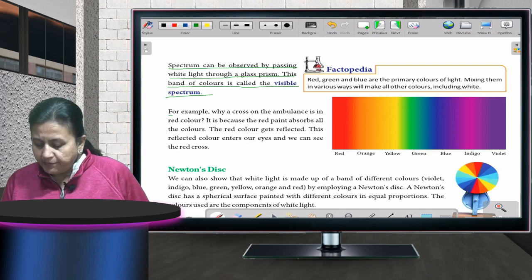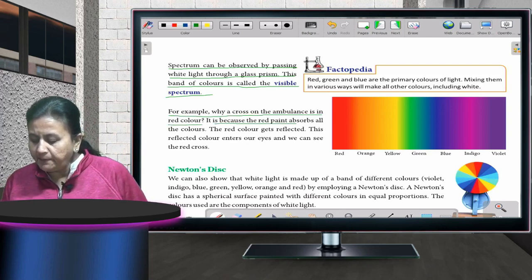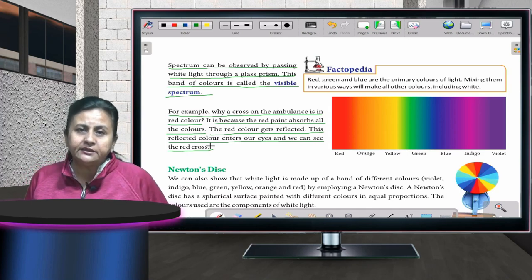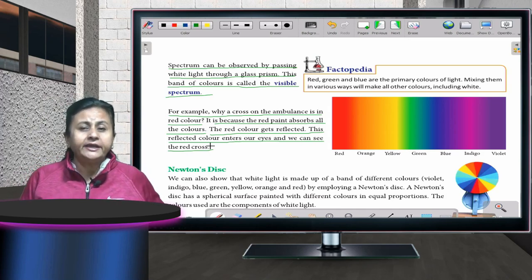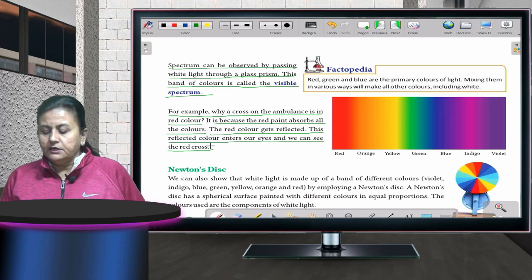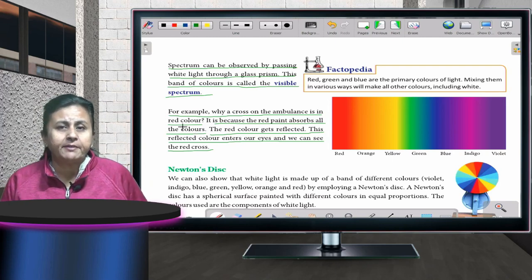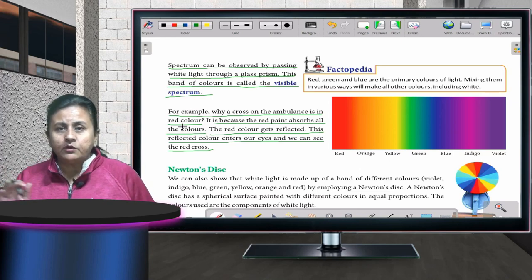Now, for example, why is the cross on an ambulance red in color? It is because the red paint absorbs all the other colors. The red color gets reflected. This reflected color enters our eyes and we can see the red cross. Fine, children? Why is it not painted in any other color? Because red paint has the capacity to absorb all the other colors. That is why the cross is always red in color.